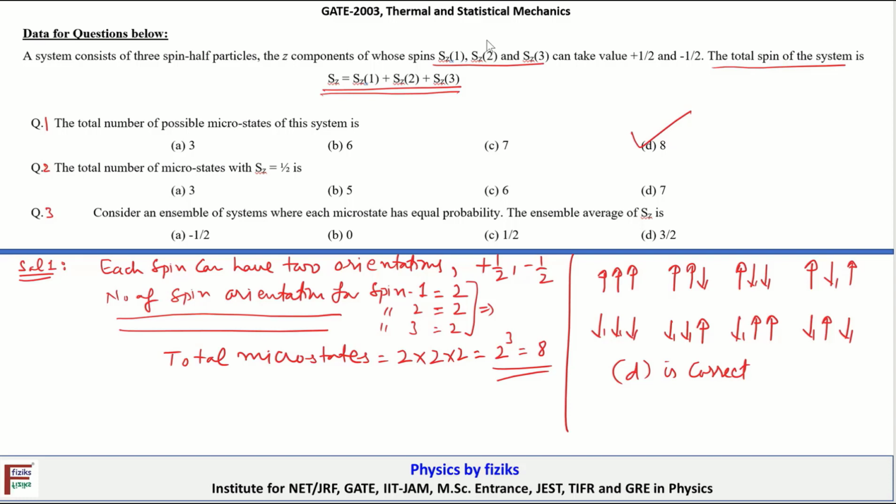If we take a look at all of these 8 configurations, only 3 configurations will have Sz equal to 1 by 2. Let's see what those 3 configurations are. Now coming to the solution for problem 2. Because Sz is given by this expression, I'm showing the calculation for the first case. Sz is equal to Sz1 plus Sz2 plus Sz3.